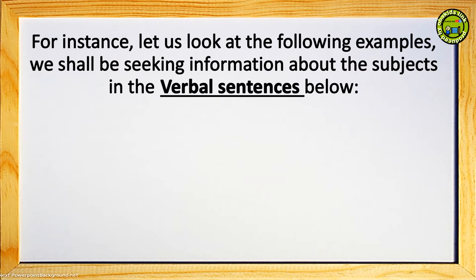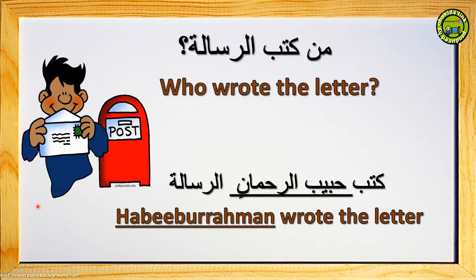For instance, let us look at the following examples. We shall be seeking information about the subject in the verbal sentences below. Man kataba risalat. Man is an interrogative particle. Kataba is the verb and risalat is the object. Man kataba risalat means who wrote the letter. As you can see in the example, we are asking about who wrote the letter, and man is used to ask about who wrote the letter, or the subject.